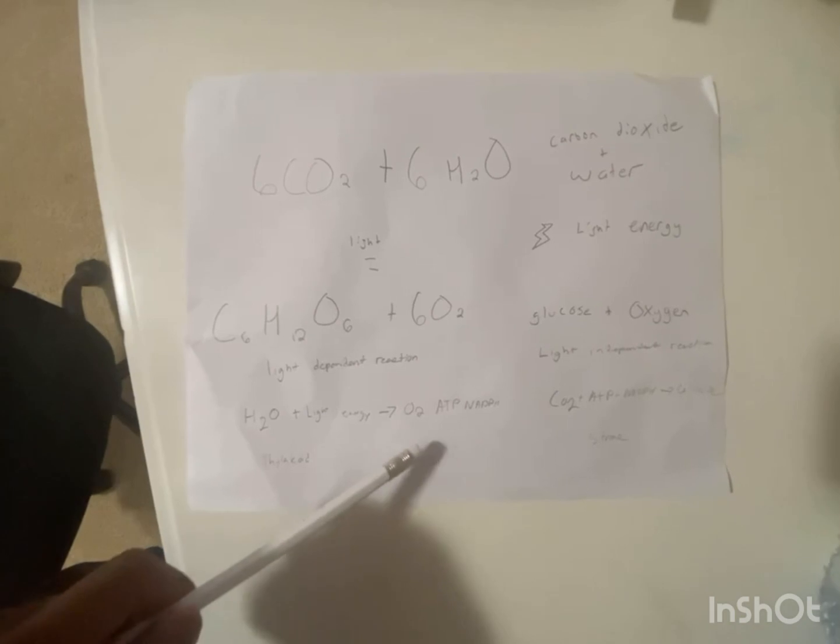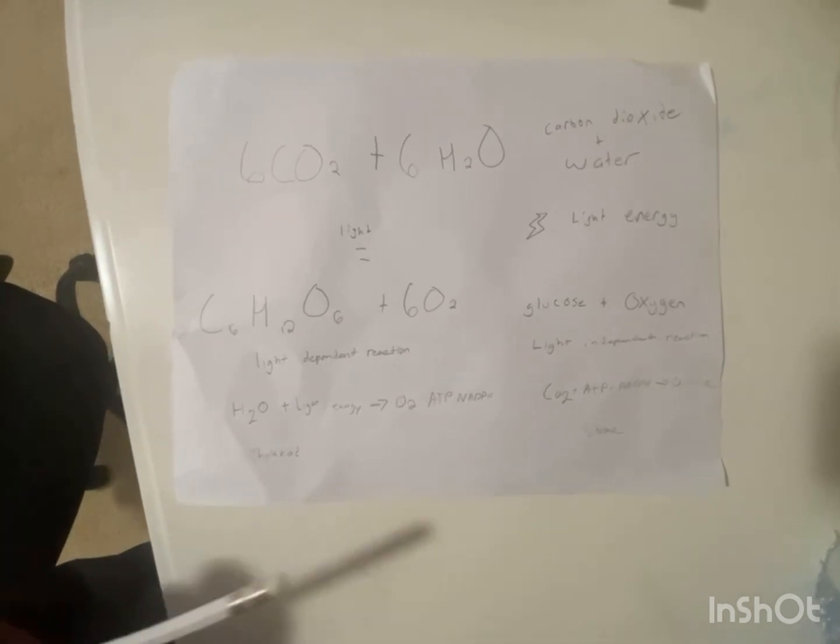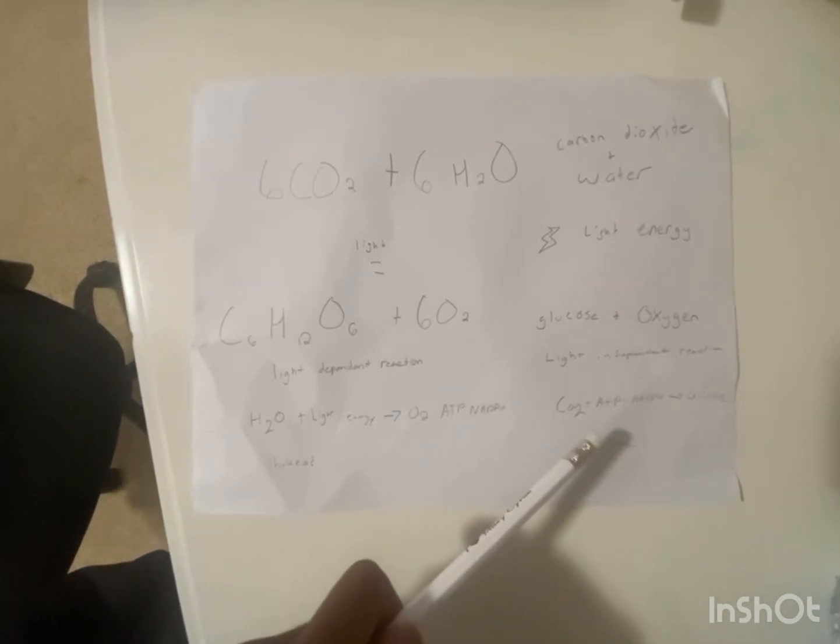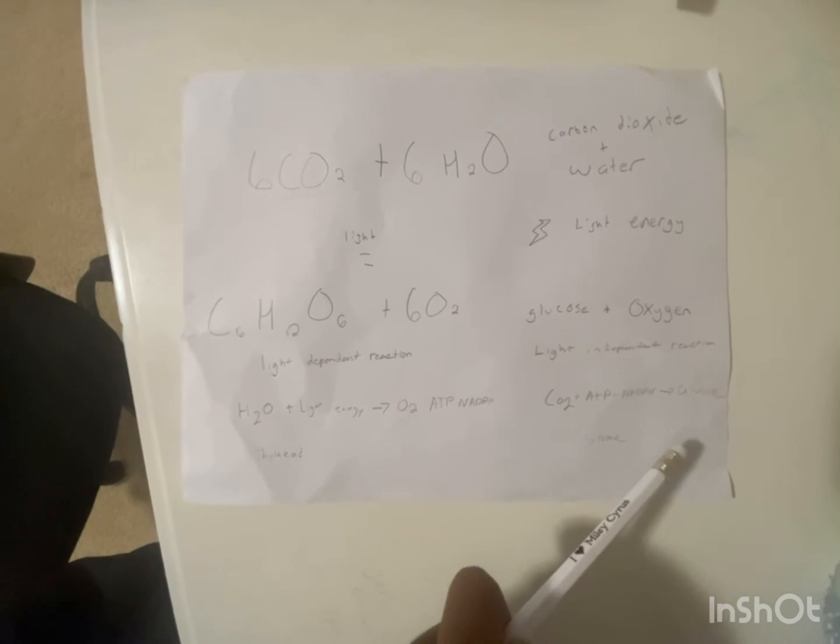There are two separate reactions in this process that are key in photosynthesis. They're called the light-independent and light-dependent reactions. The light-dependent reaction occurs in the thylakoid membrane in the chloroplast, and it takes water and light energy to produce oxygen, ATP, and NADPH. The light-independent reaction occurs in another area of the chloroplast, the stroma. It takes CO2, ATP, and NADPH to produce glucose. Both of these reactions are very important during photosynthesis and are key in creating what the cell needs.